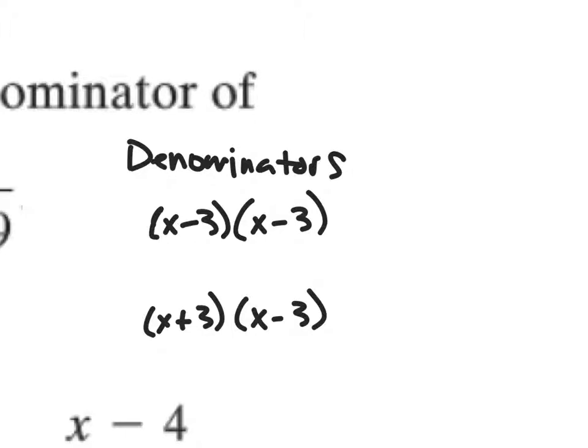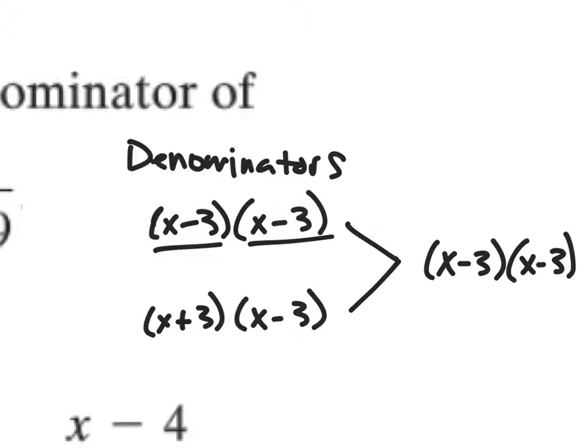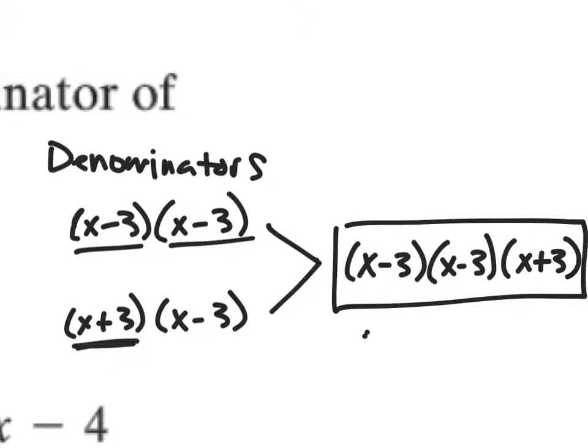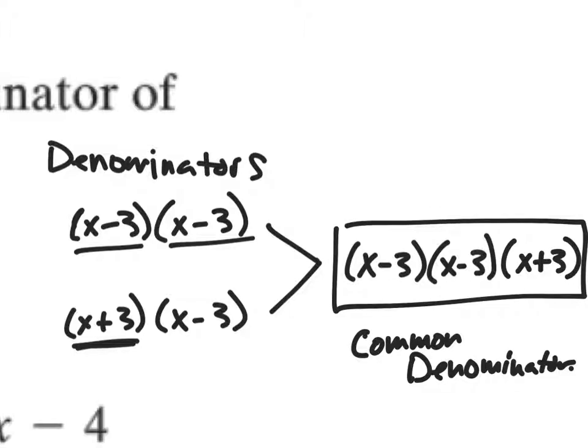So if I wanted to get common denominators between the two to combine them, I would need 2 x minus 3's. So I have x minus 3, and then I would need to have an x plus 3, and that would be the denominator that I would need. This is my common denominator. So let's do a couple more problems on what that looks like and how we find that.